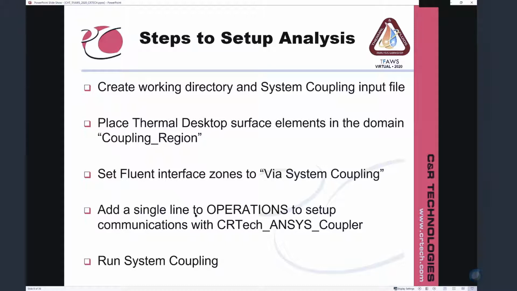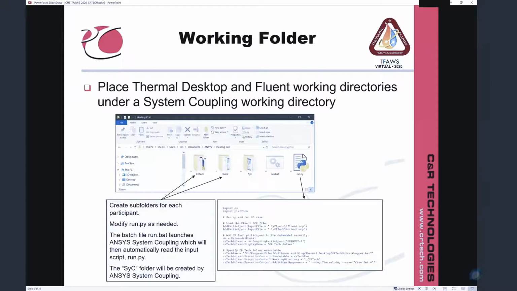You'll select those zones and say for the thermal boundary condition you use via system coupling. So that gives the names that you use to connect in the system coupling file. And then to get CINDA to communicate and do a few other things, you'll add a single call in your operations block. And after that, you just run it and away it goes. So let's take a closer look at that.